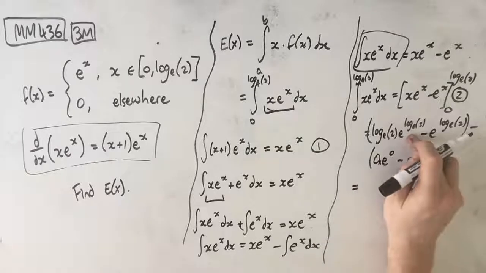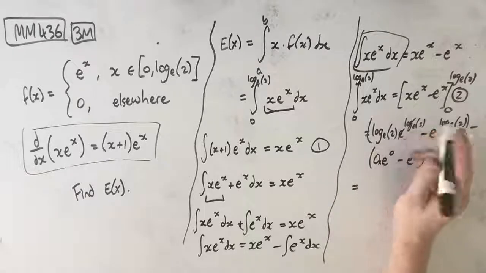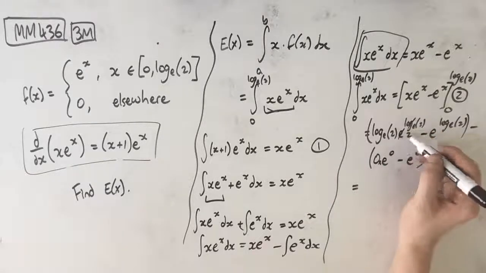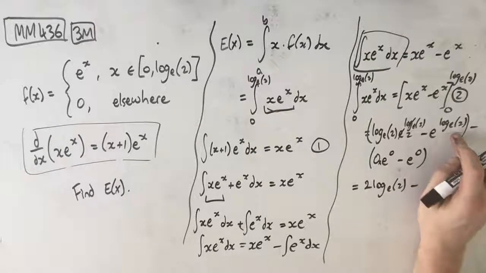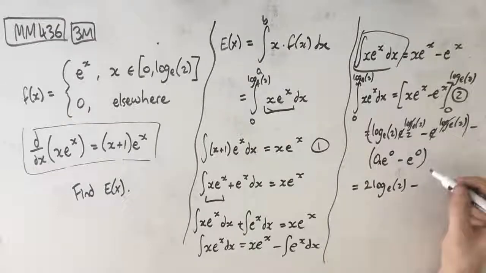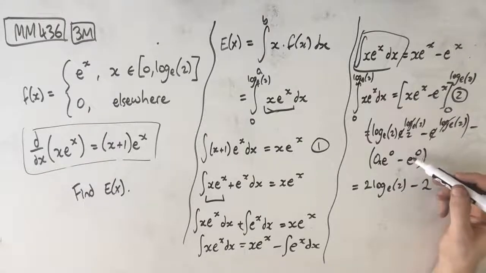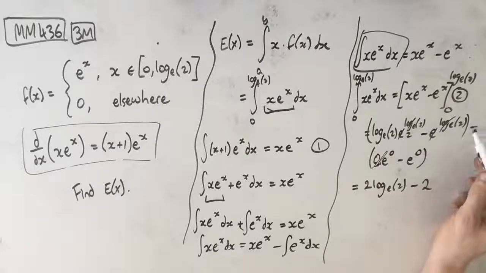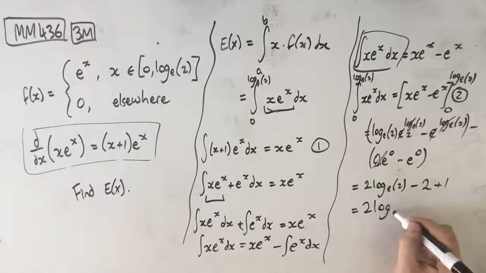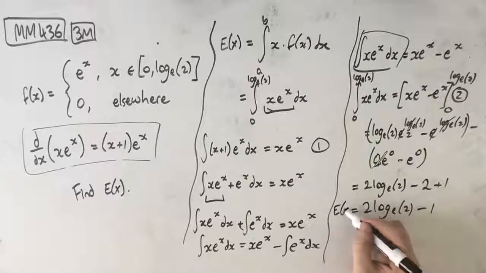So e to the power of log e of 2, the e and the log e cancel and we end up with just a 2. So we get log e of 2 times 2, which is 2 log e of 2, minus e to the power of log e of 2, which again is just 2. So we take away 2, then we've got this minus e to the power of 0. This 0 here cancels because it's just a 0. And then e to the power of 0 is 1, so we get minus negative 1, which is plus 1. So we get 2 log e of 2 minus 1, and that's our E of x.